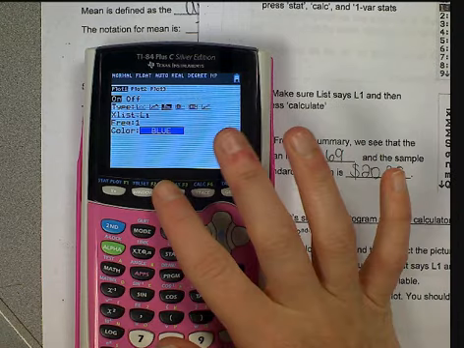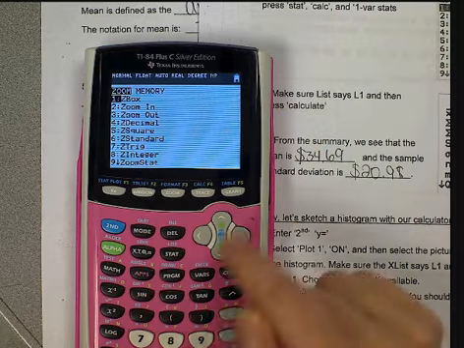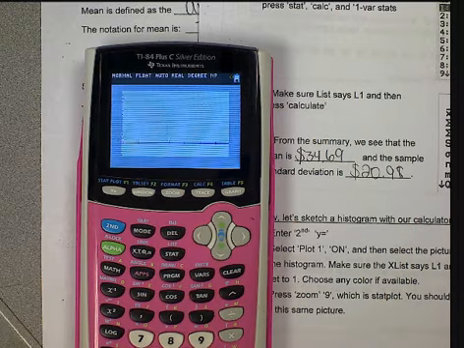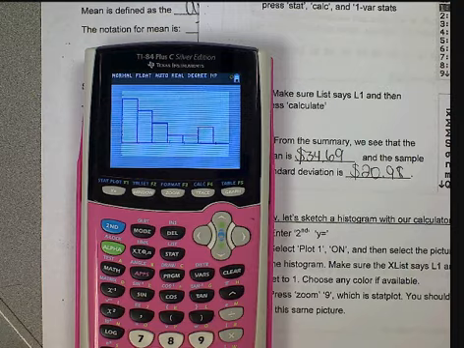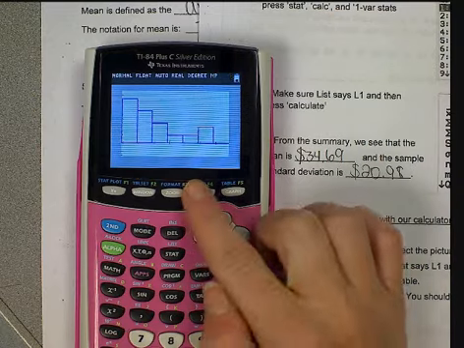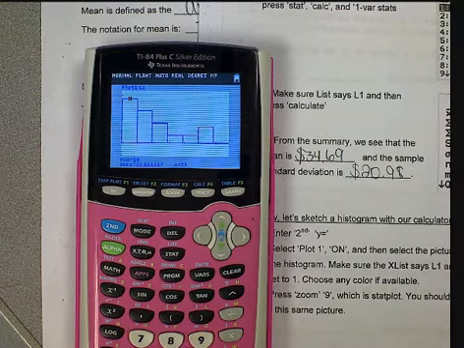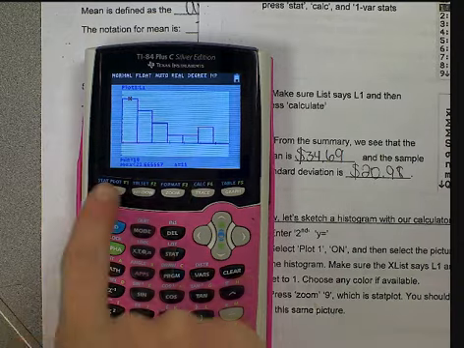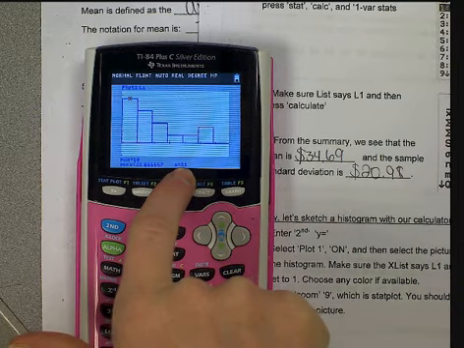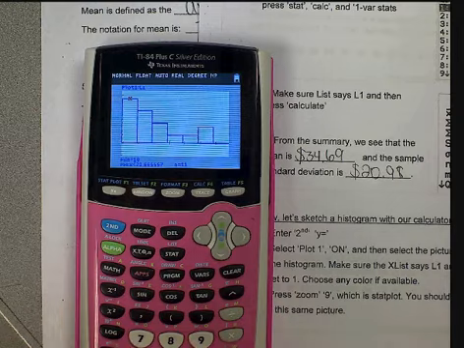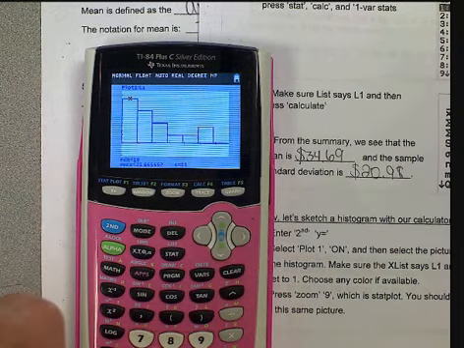Hit zoom, statistics. And here's your histogram. If you hit trace on your calculator, your histogram will tell you how many of your entries are contained in this bar. It tells us that this goes from 10 to 21.667. Really, 10 to 20 is contained in that bar.